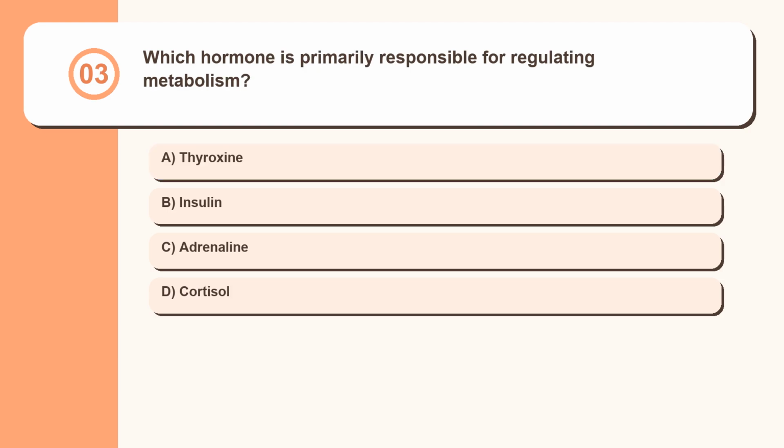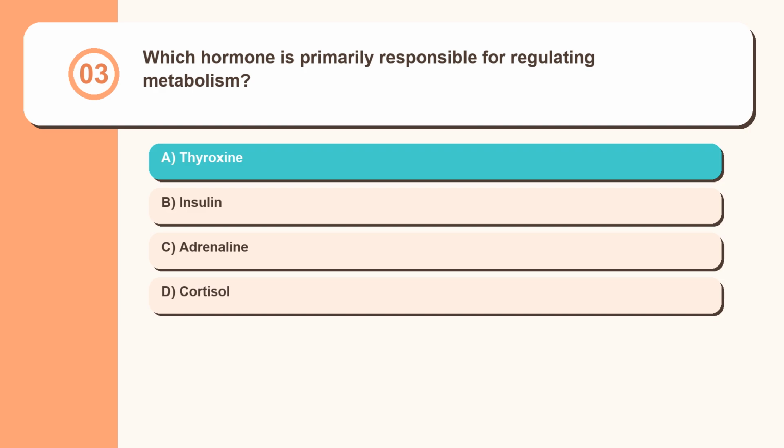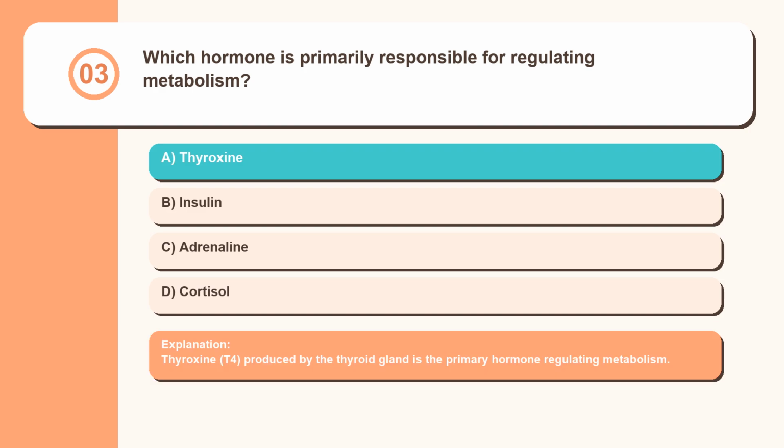Question 3. Which hormone is primarily responsible for regulating metabolism? Thyroxine, insulin, adrenaline, cortisol. Thyroxine, T4, produced by the thyroid gland is the primary hormone regulating metabolism.